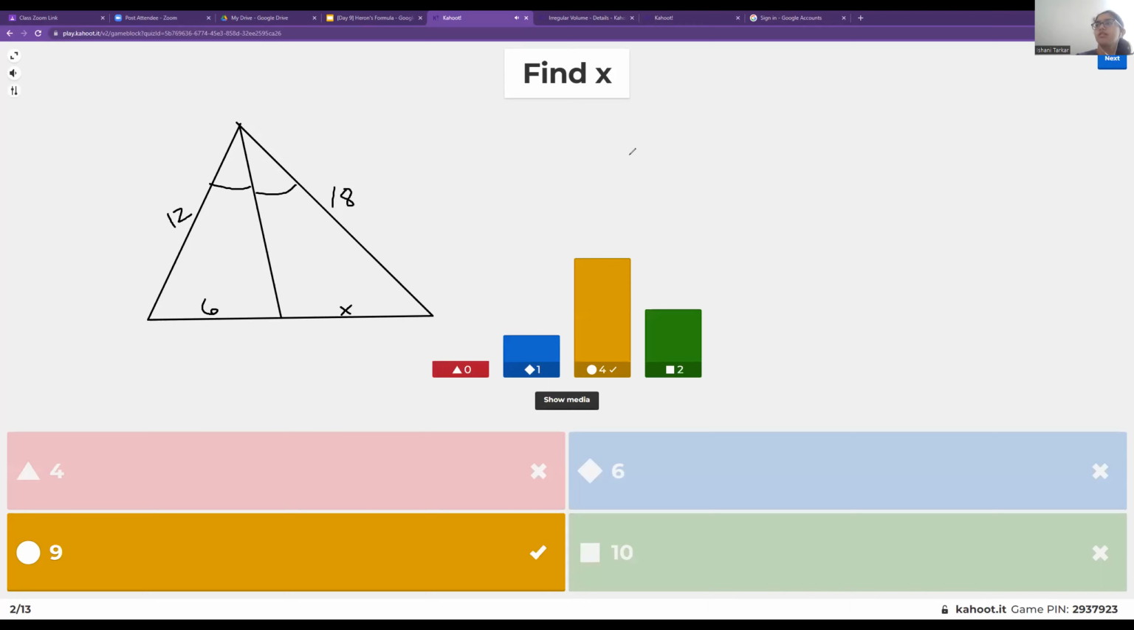Okay, so the answer is 9. So we get 12 over 6 is equal to 18 over x, right? So that means that we can simplify the left side to get 2 is equal to 18 over x. So you can multiply both sides by x, right? And you get 2x is equal to 18, and then you divide by 2 to get 9 is equal to x, right? So the answer would be 9.